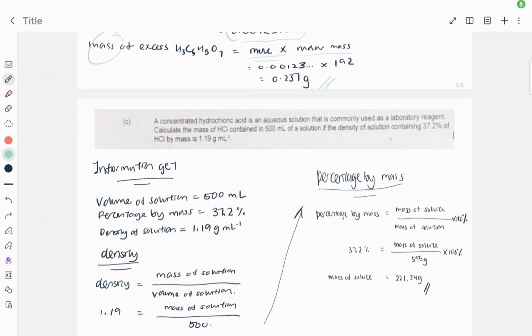The next question is about concentrated hydrochloric acid, which is commonly used as a laboratory reagent. We need to calculate the mass of HCl contained in 500 ml of a solution, given the density and that it contains 37.2% of HCl by mass, with a density of 1.19. So the information that we get, we need to list out first, so that it will be easier for us to see. The volume of solution is 500 ml, the percentage by mass is 37.2%, and the density is 1.19 gram per ml.